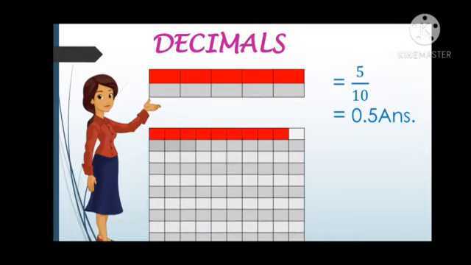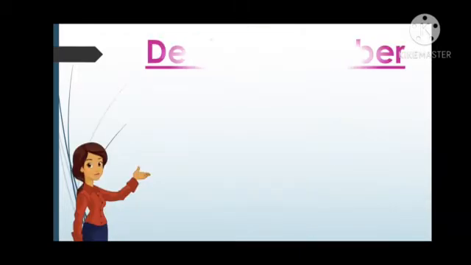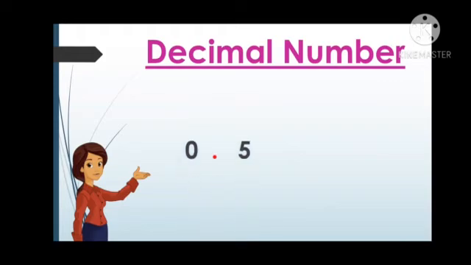And if 9 boxes are shaded out of 100, then it will be 9 by 100, which is written as 0.09. A decimal number has two parts. One on the left side and other on the right side of the point. Let us see what these parts are.